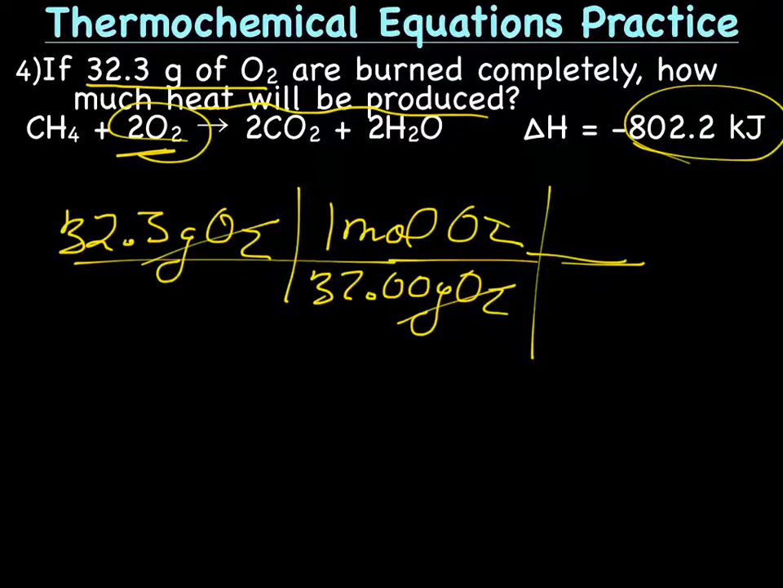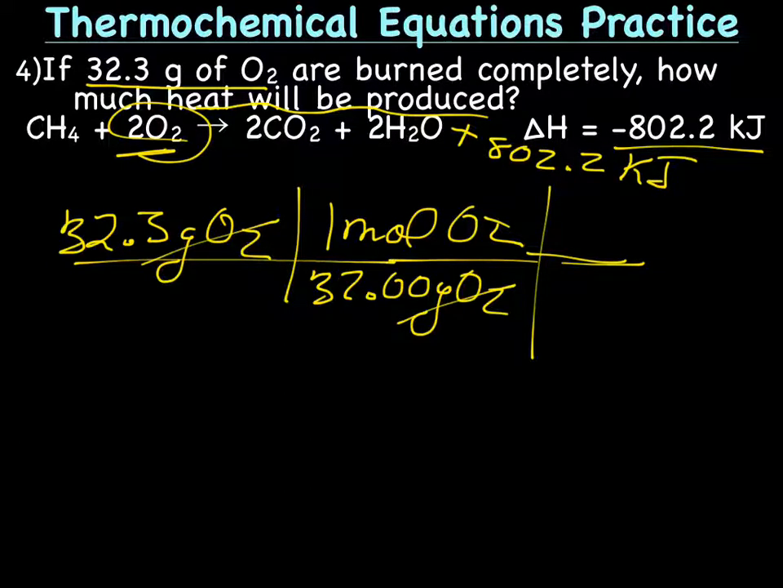Now, what does it mean? This here says negative 802 kilojoules. Why does it say negative 802.2 kilojoules? Well, because it's an exothermic reaction, which means that the energy goes on the product side. Okay, so now that's going to be our equality.